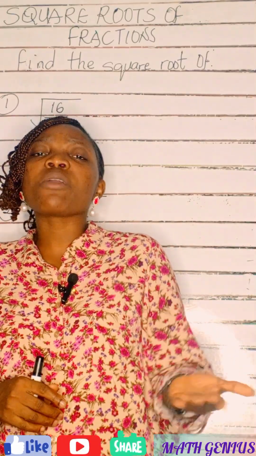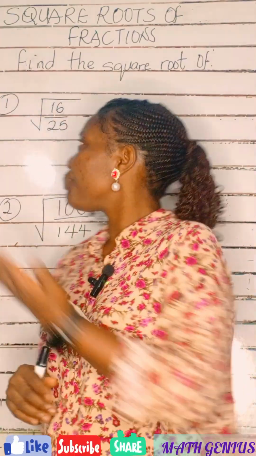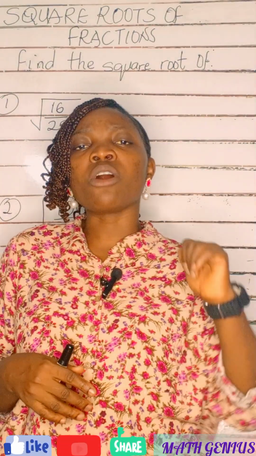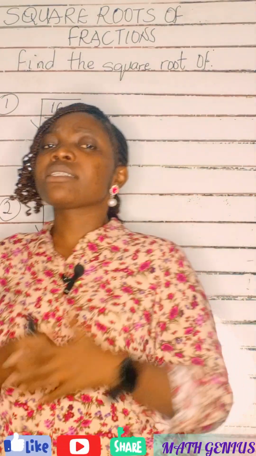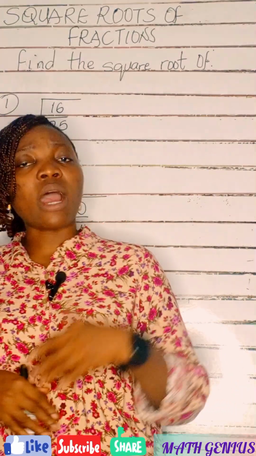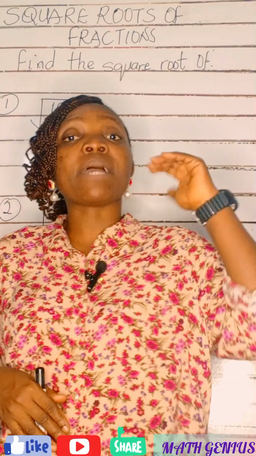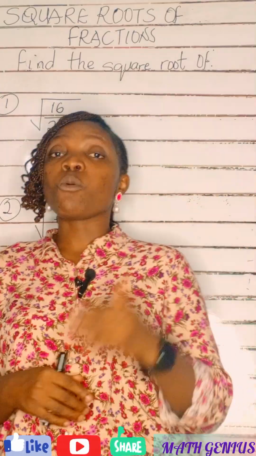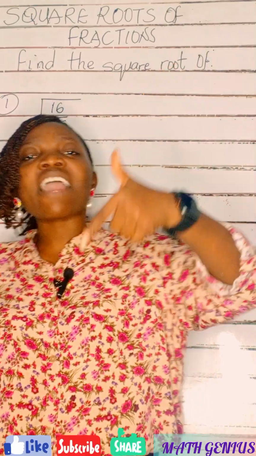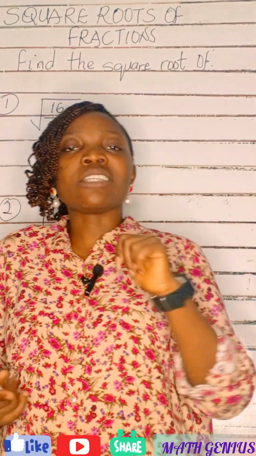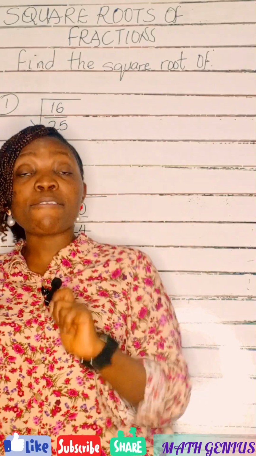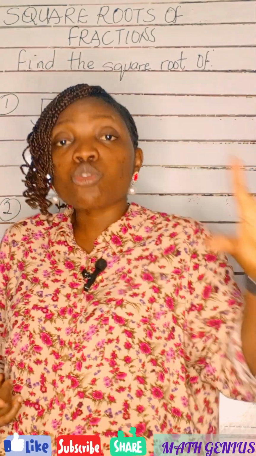All right, so how do we find out the square root of fractions? Let's say I'm given a question on the square root of numbers. Say the square root of 4. How do I find the square root of 4? I begin to think of a number that I will multiply by itself that will give me 4. For example, 1 times 1 is 1. 2 times 2 is 4. So that number that gave me 4 is the square root of 4. And which number gave me 4? 2 times 2. Therefore, the square root of 4 is 2.